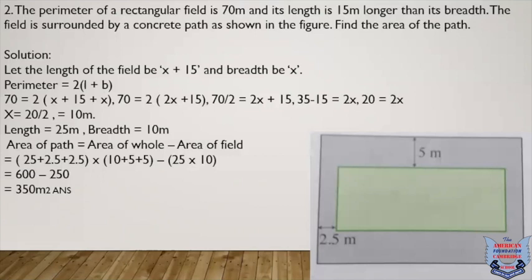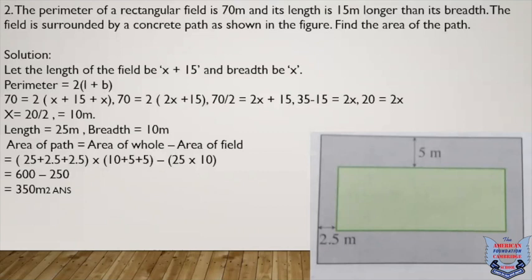For the area, you'll calculate the area of the whole. You can see that the concrete part, including the field, is 5 meters long in its breadth and 2.5 meters long in its length. So you'll add 2.5 on both of the sides and 5 on both sides as well. You multiply them to get the area of the whole. Then simply multiply the length and the breadth of the rectangular field. When you subtract that, you'll get the area of the concrete path.